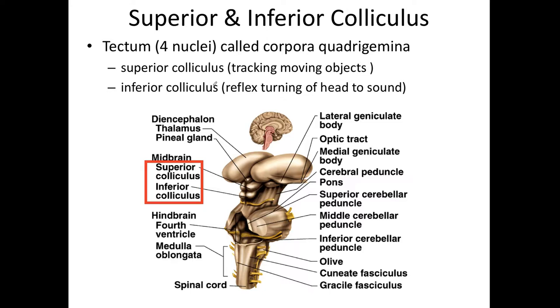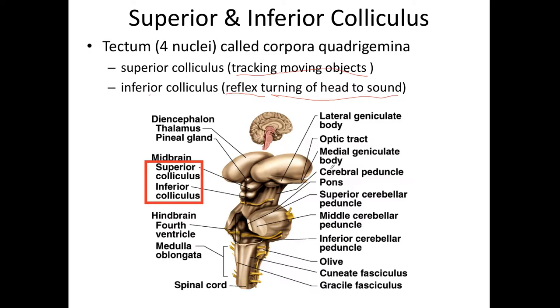So the superior colliculus, each one on each side, is responsible for tracking moving objects. So if I move a pen back and forth in front of your face and I ask you to follow it, the superior colliculus is involved in this. It's also involved in reflexive looking at and attending to sudden visual stimuli. So if you see something out of the corner of your eye and your eye darts to it, that's a superior colliculus reflex. The inferior colliculus is responsible for reflexive turning of the head to sounds.